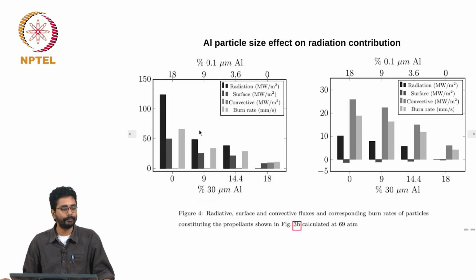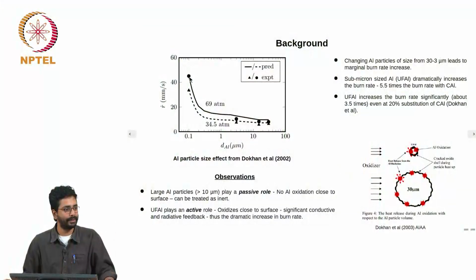Then the burn rate should increase. No? It is increasing. But what you have said in the first slide is, if I am changing from 18% conventional aluminum to completely ultrafine aluminum, the increase is not that effective. That is not what I said. If you go from conventional aluminum to all ultrafine aluminum, the increase in burn rate is 5 times. Dramatic is the word that is appropriate for describing it.